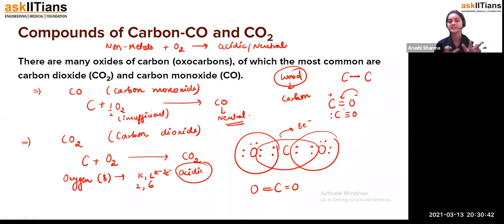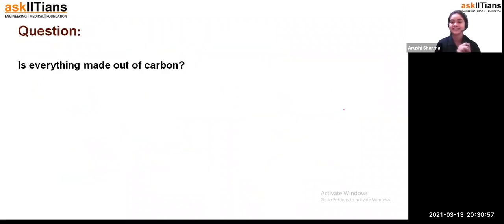Fine, students. So this is how the carbon compounds, carbon monoxide and carbon dioxide, are formed, and that's how you get the structure for them. I hope you got clarity about the concepts we had to discuss in today's class. So here are the questions now.